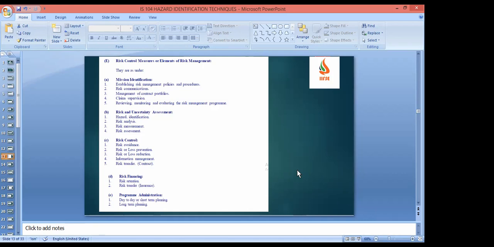Whatever programs or initiatives you have conducted have to be reviewed. Then risk and uncertainty assessment. How will we do risk assessment? Hazard identification, risk analysis, risk measurement, and also risk assessment. Then the other control measure is risk control. How will we control?